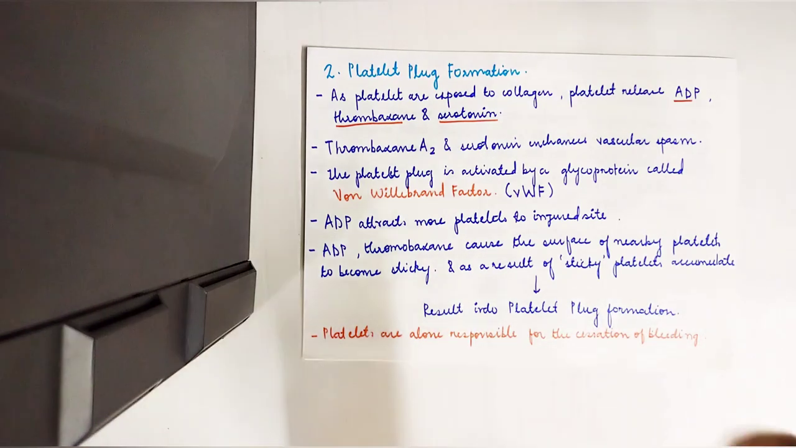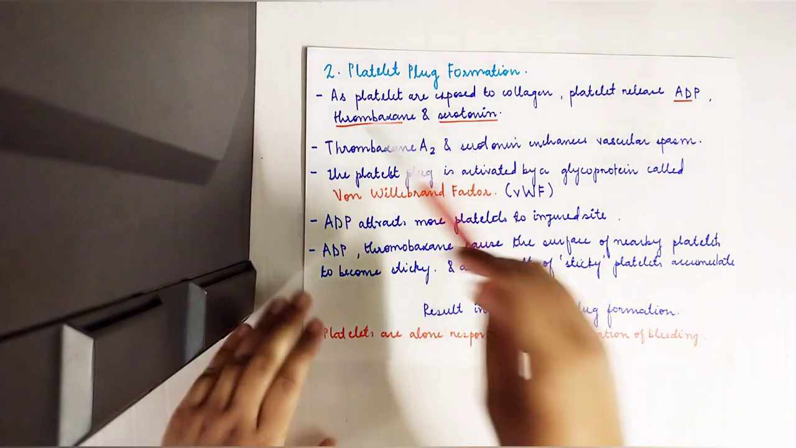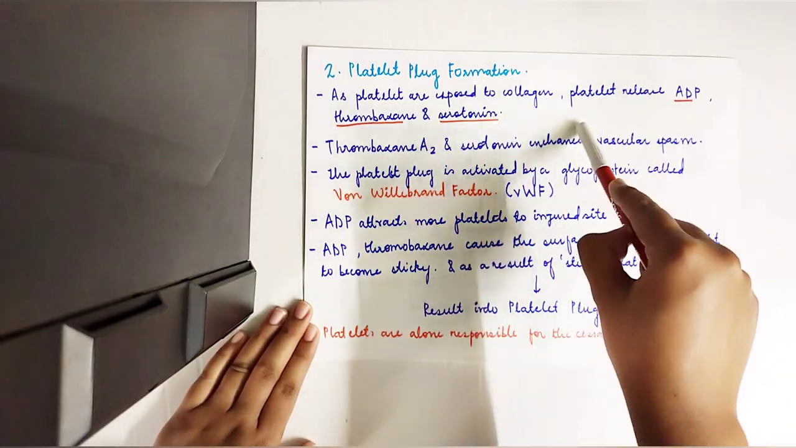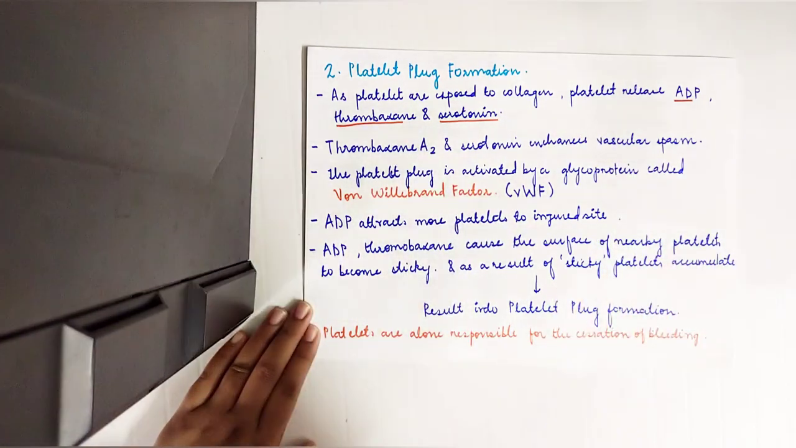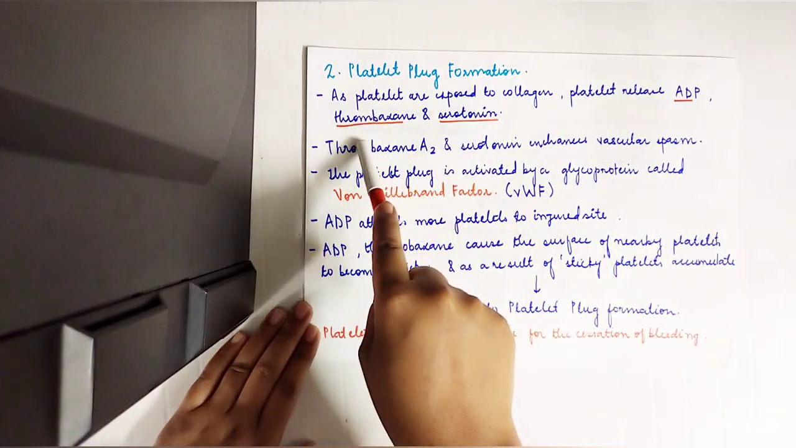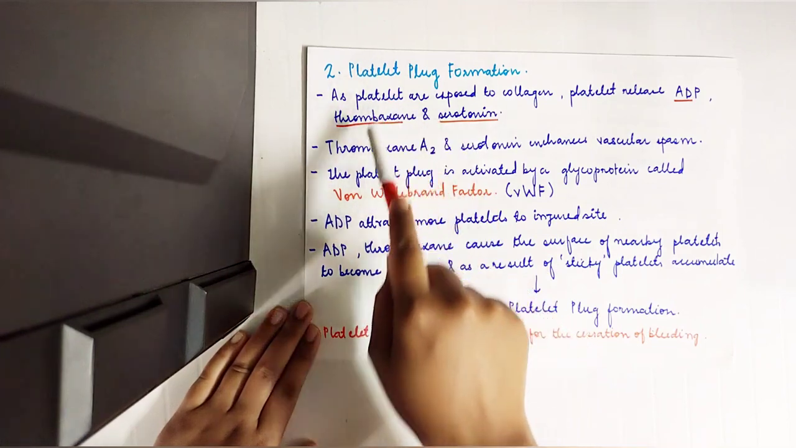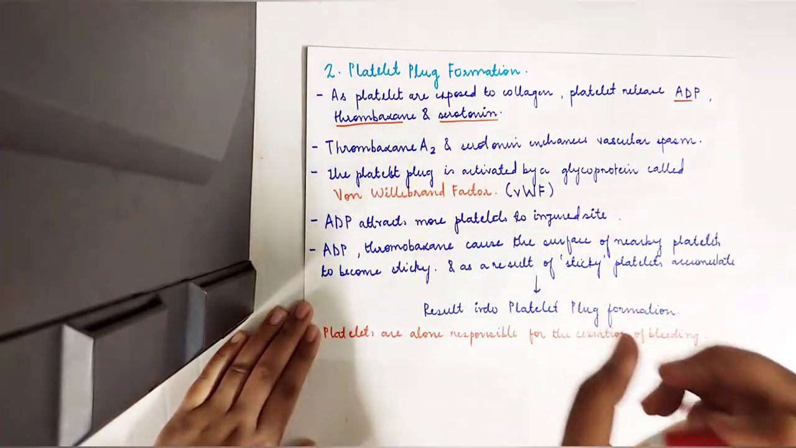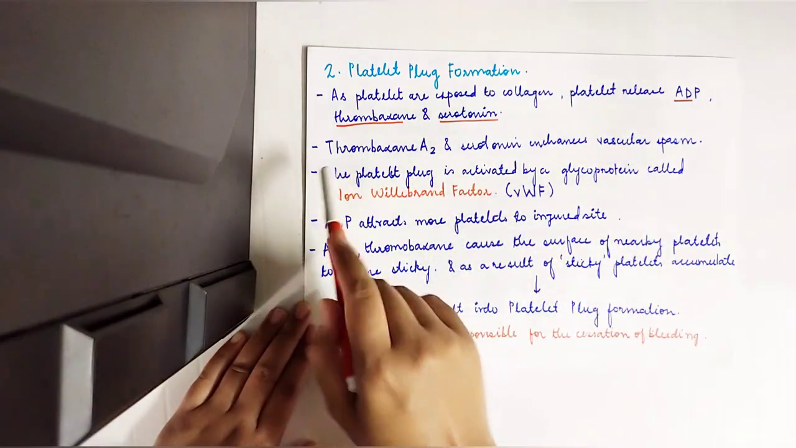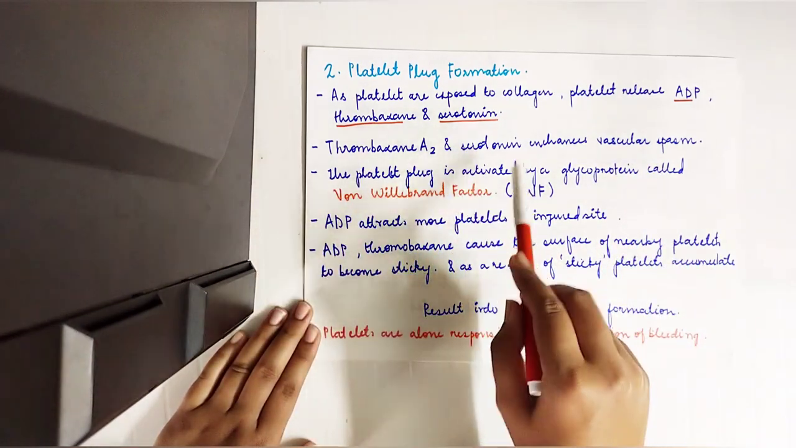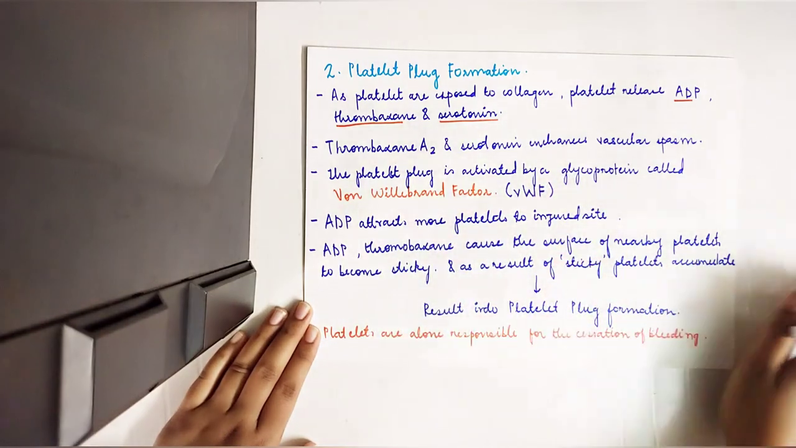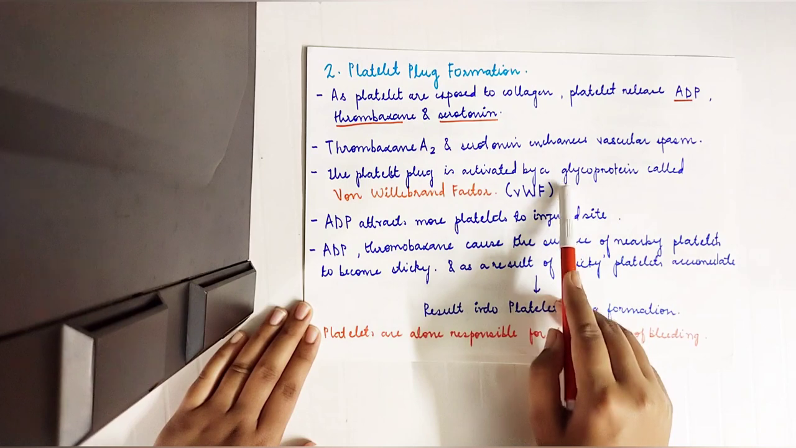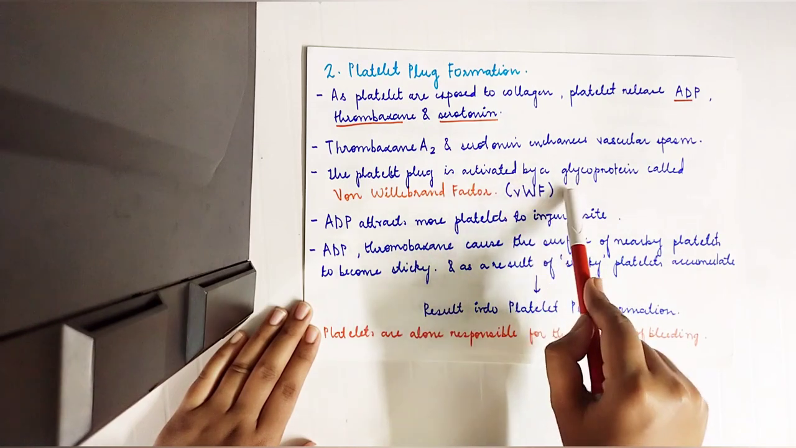See, as we saw in the first mechanism, as the platelets are exposed to the collagen, they will release mainly three things: adenosine diphosphate, thromboxane and serotonin. So this thromboxane A2 and serotonin will enhance the vascular spasm, that is the contraction. The platelet plug then is activated by a glycoprotein known as von Willebrand factor. In short form, we can write vWF.